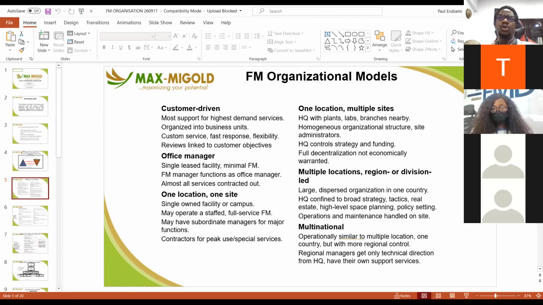Beyond that, you could have the region or division led, where you have a large dispersed organization in one country with headquarters and have most of their strategy, planning, budget control also handled at the headquarters. The multinational ones have a bit more complications because they'll have to deal with language barriers, deal with currency differences, deal with cultural differences. And if you're managing a multinational environment as a strategy manager, you cannot just take hook, line, and sinker a template from one country and drop it in the next. You can share best practices, but you have to learn how to manage the people and the resources in the various countries.